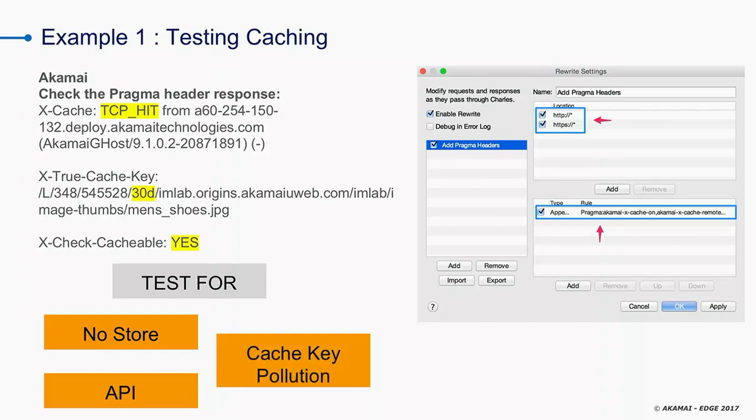Next, we need to test for cache key pollution, in the sense, are you storing the same object under two cache keys in the Akamai cache, right? So it's important to check for the cache key as well.